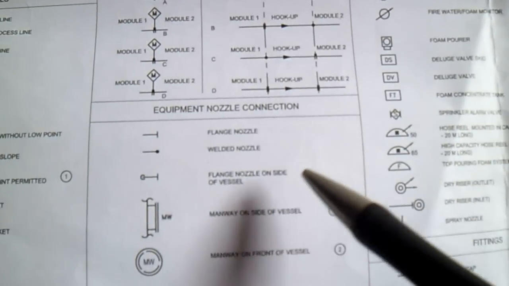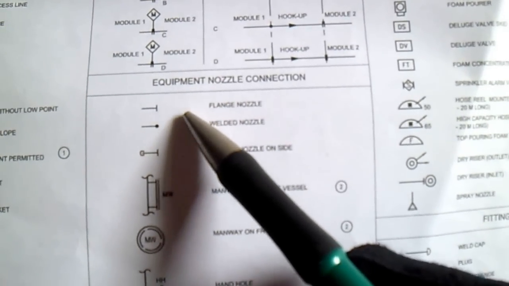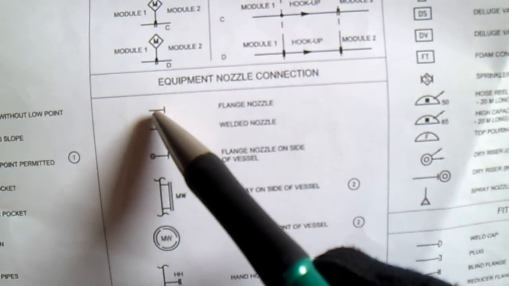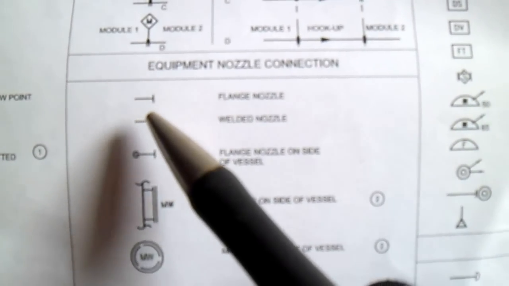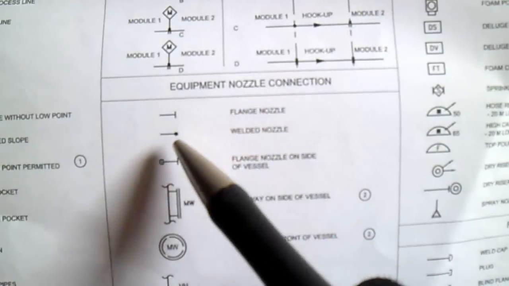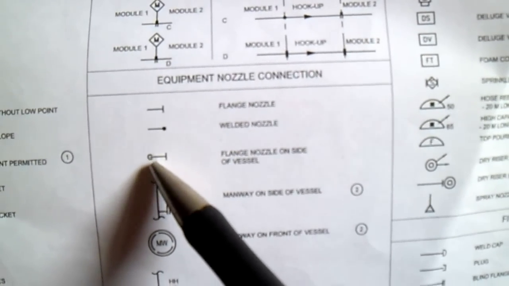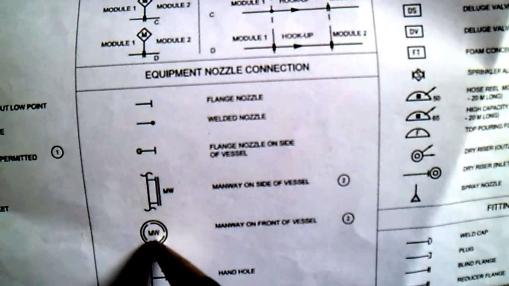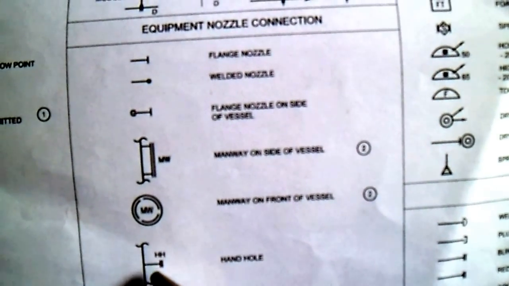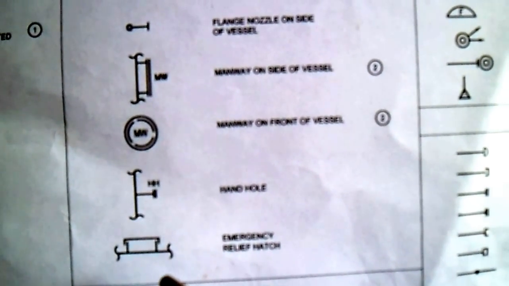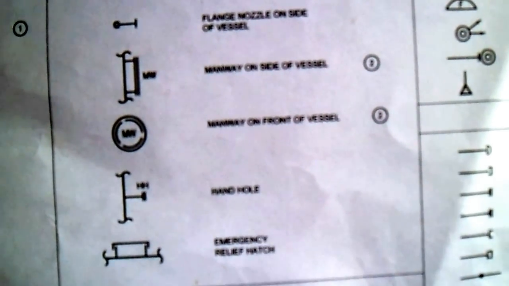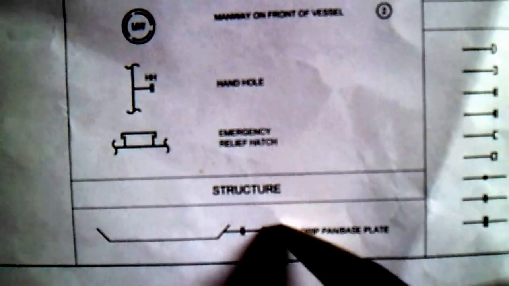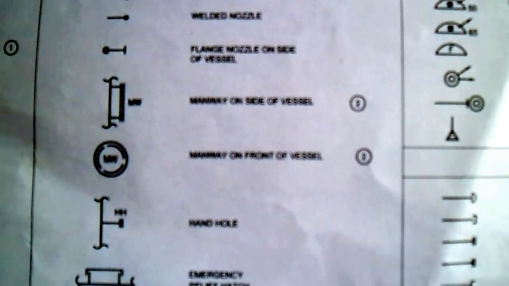Next is equipment nozzle connection. This is a symbol of nozzle connection. In this connection, these symbols are a flange connection, welded connection, flange nozzle. This is a manway, front of vessel. This is a hand hole, and we also have emergency relief hatch. From the structure, this structure is a draft fan. Okay, base plate.